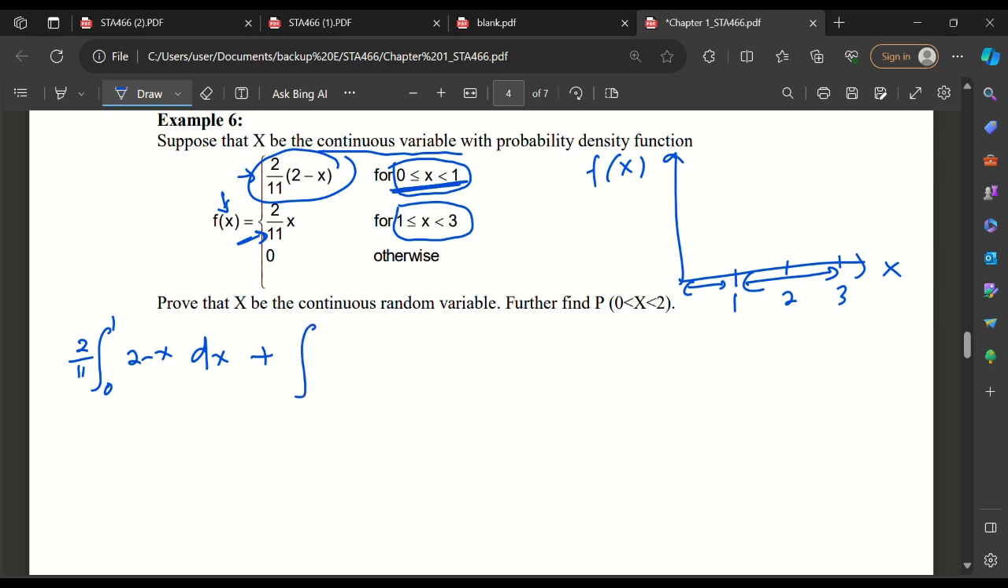So the next one, you need to integrate to x over 11, ataupun you nak letak kat luar pun boleh 2 over 11 kan, sebab a nya constant pun boleh. So it will be 2 over 11 x dx from 1 until 3 equal to 1. So kalau kita tengok dia punya possible value ni, kat sini akan ada dia punya inequalities. Yang ni ada equal, x more than or equal to 0, this one less than 1 saja. Yang bawah ni pun x more than or equal to 1, x less than 3.